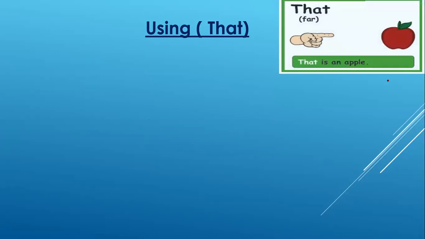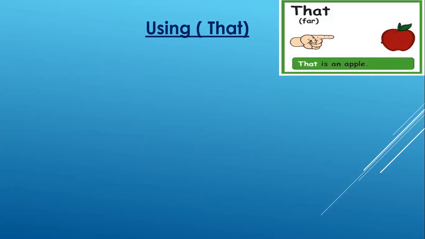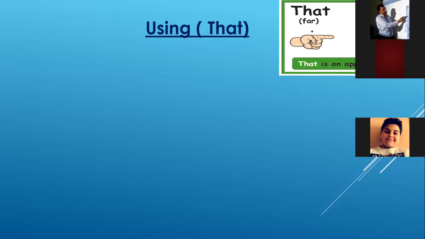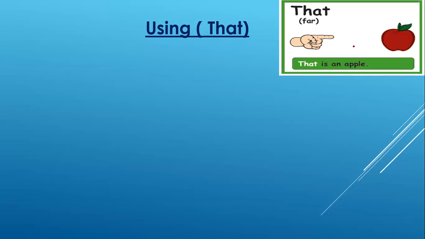Let's go to that. Now, the apple is far away. It's far. And only one apple here. So if you have just one thing, I mean singular, but this thing is far, I will use this word that. So the difference between this and that: this I use for the very near thing, but that, I will use if I point to something that is far. So that is an apple. You have a distance here between the apple and the hand.